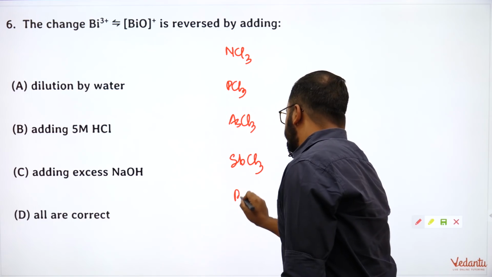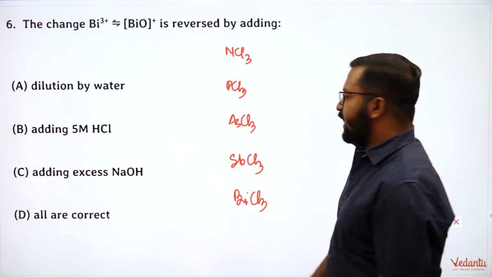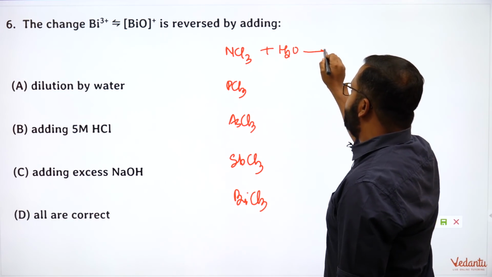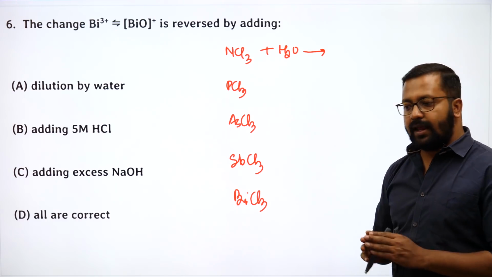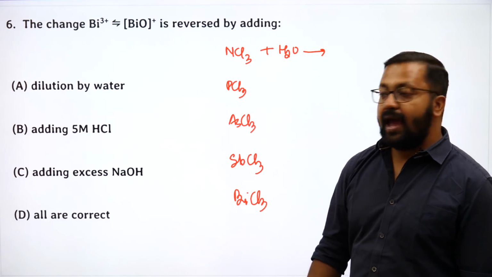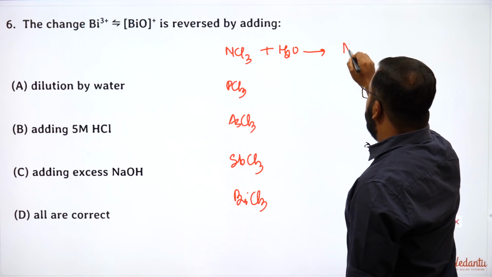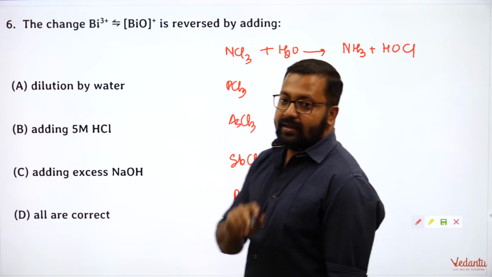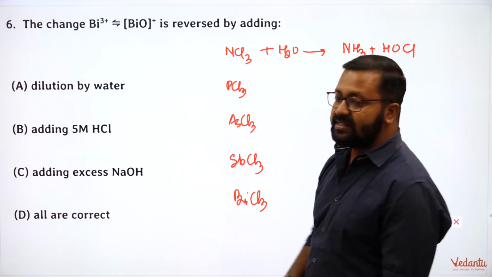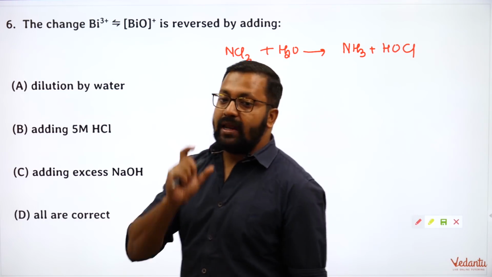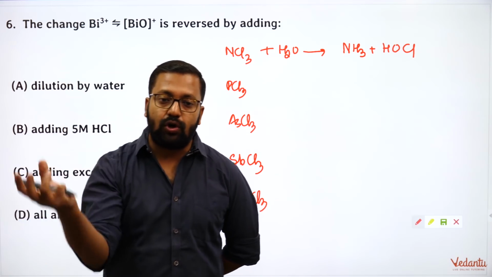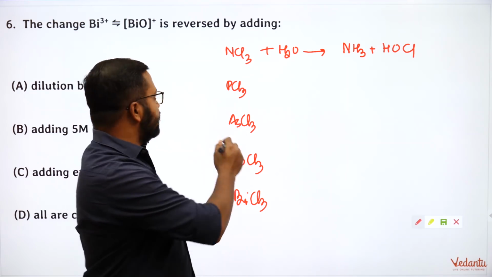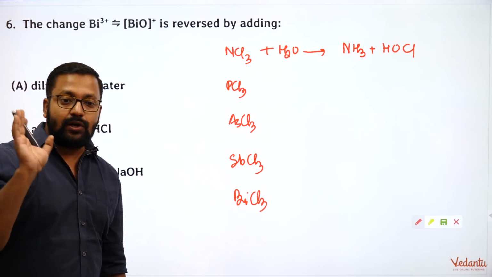SbCl3 and BiCl3. You take these chlorides and you react them with water. What happens over here is a displacement reaction, and in this displacement reaction NH3 plus HOCl is formed. इसको याद रखो. ये होता कैसे है? In NCl3, chlorine contains vacant d orbital, so H2O donates its electron on chlorine and displaces the other part. So it's just like a typical SN2 reaction.